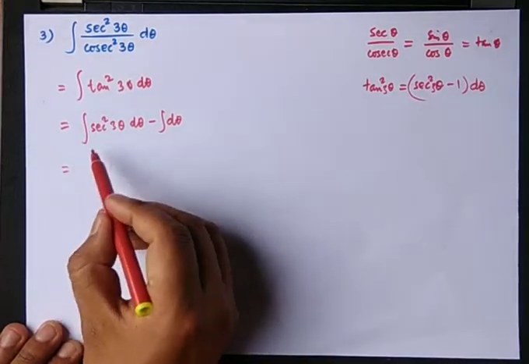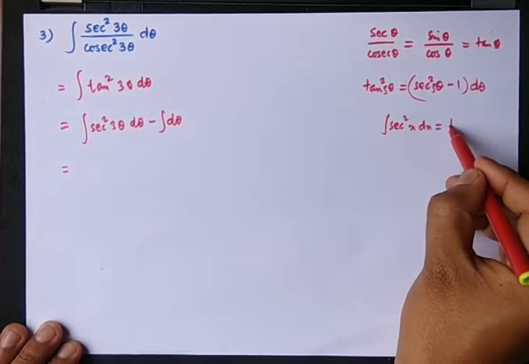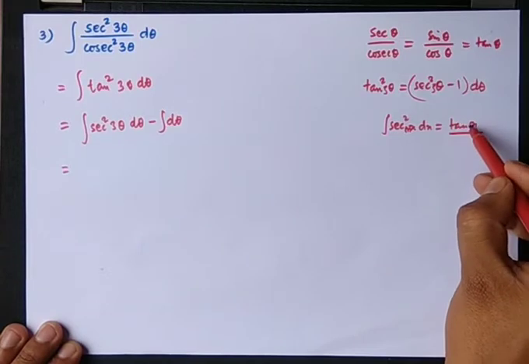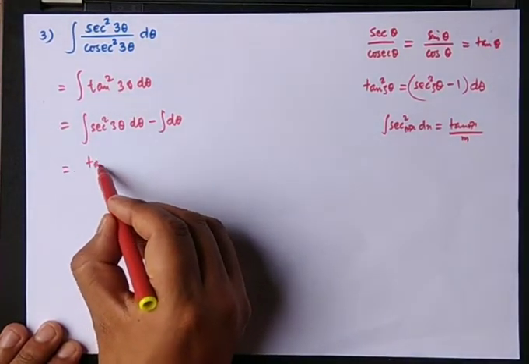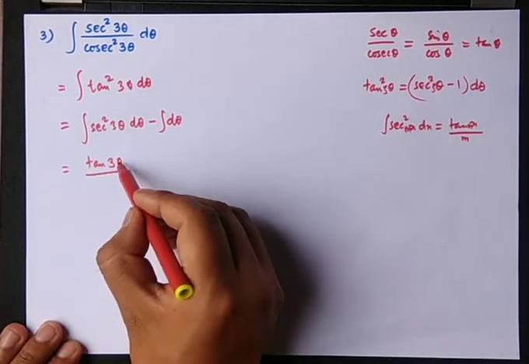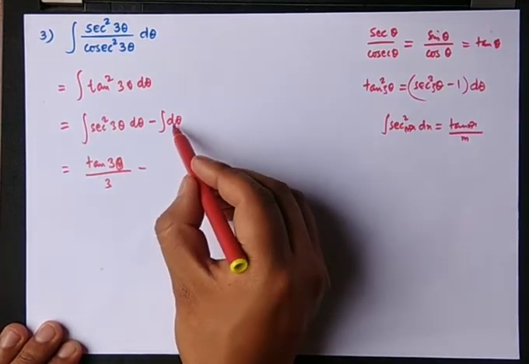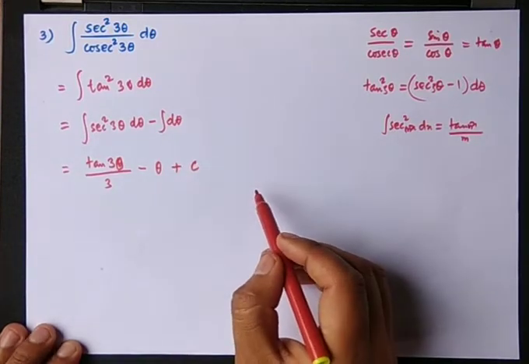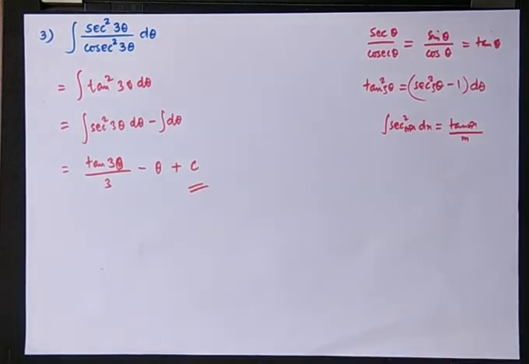Now we know that integral of sec square x will be tan x. Wherever you have got m, it will be mx by m. So I have tan mx, that is tan 3 theta by m, that is 3, minus the integral of d theta, it will be theta, with the constant of integration. So this will be the answer. So pause the video to note down.